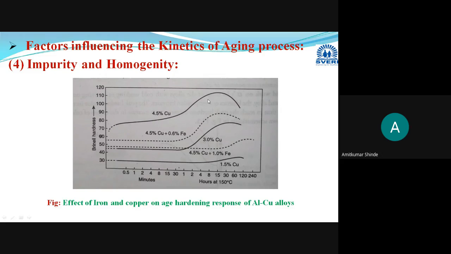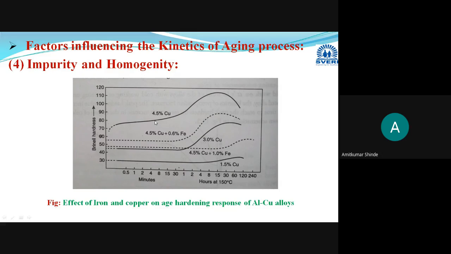More hardness value is obtained here as far as it is having lesser impurities, or other alloying elements are in lesser amount. Okay, and homogeneity I will explain in two ways. You can observe these three curves shown by the continuous line: 1.5% copper, 3% copper, and 4.5% copper.